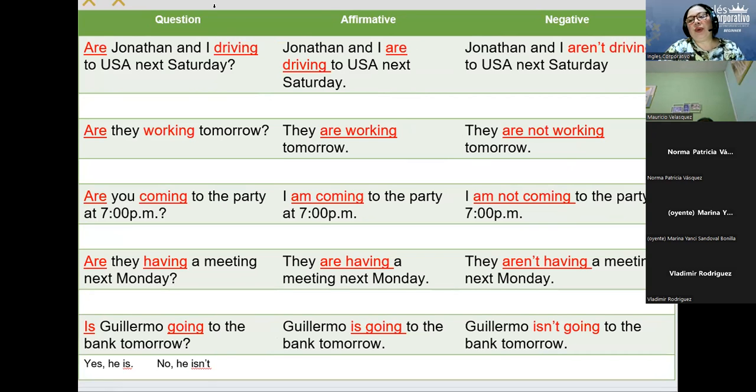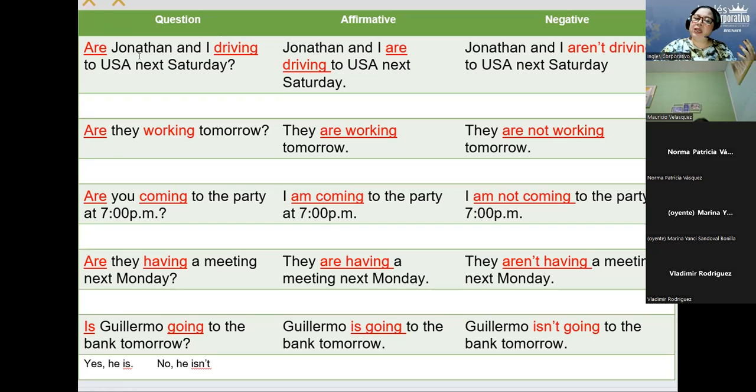Let's look at the three more common structures that we are constantly using when we have a conversation, all right? When we talk about the things that are happening in the very moment that we are speaking, for example, things that we just want to confirm the information and say when this is going to happen, or when this is happening, in the near future. So let's read.